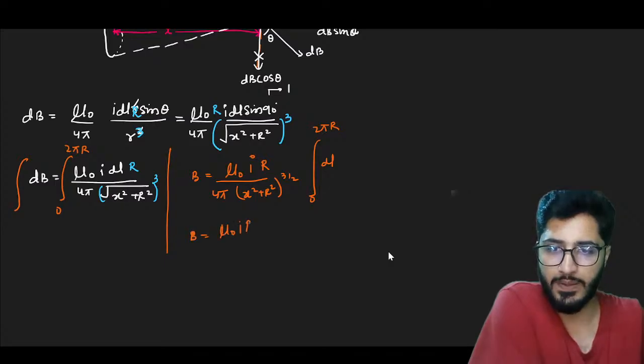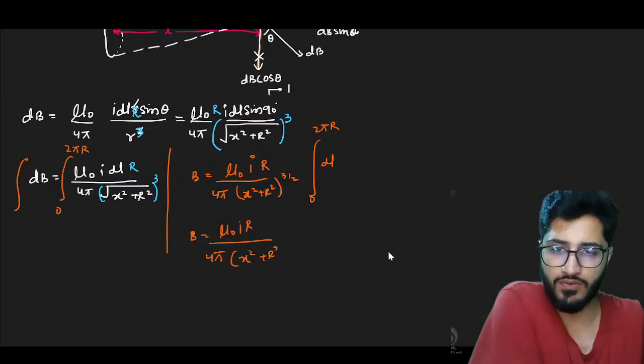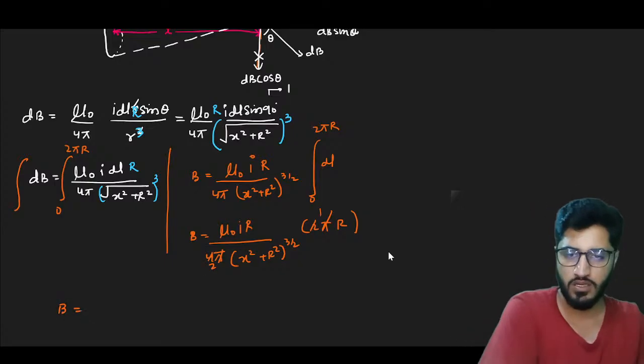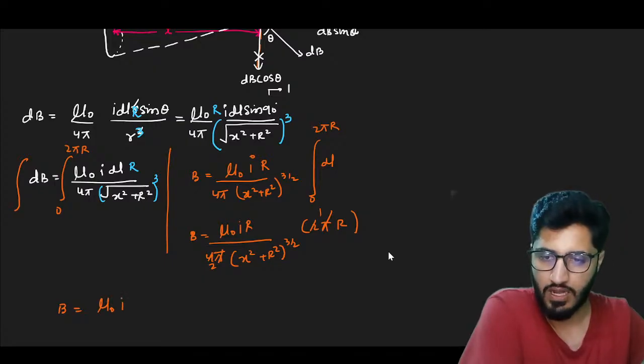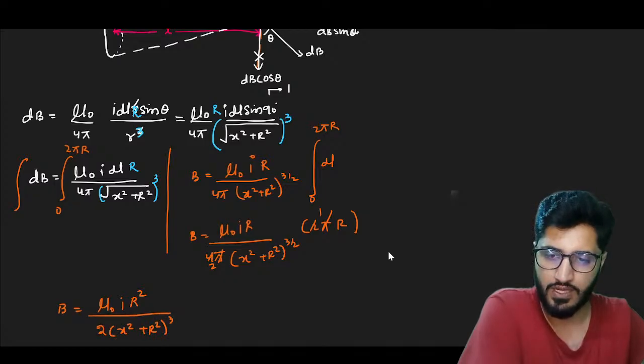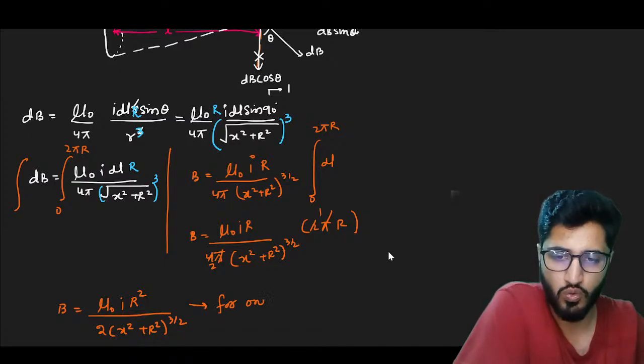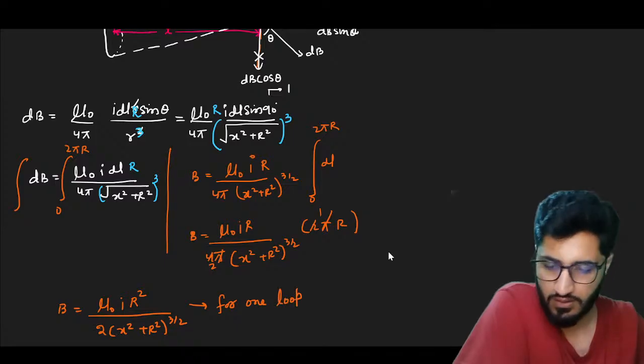Nu naught I r divided by 4 pi times x square plus r square to the power 3 by 2. Integration of L will be 2 pi r. Pi cancels out. 2 ones are 2, 2 twos are 4. So my B came out to be nu naught I r square whole divided by 2 times x square plus r square to the power 3 by 2. Done? For one loop.